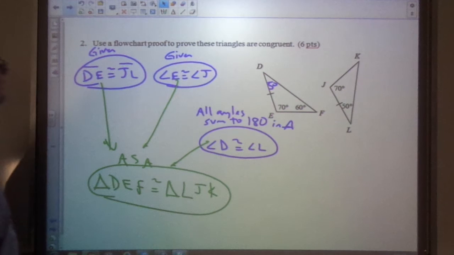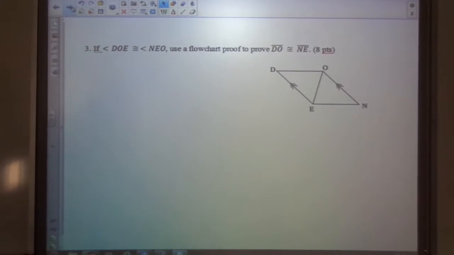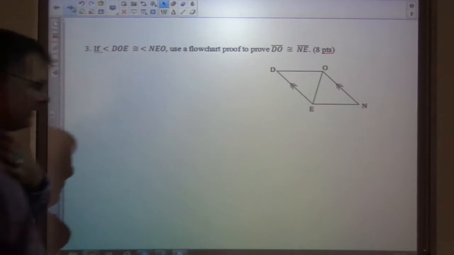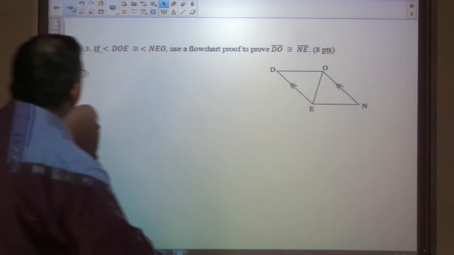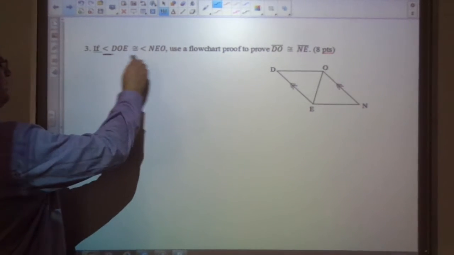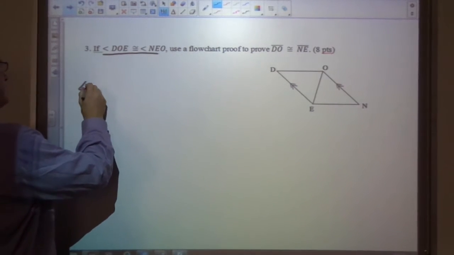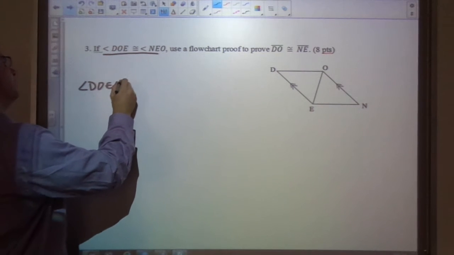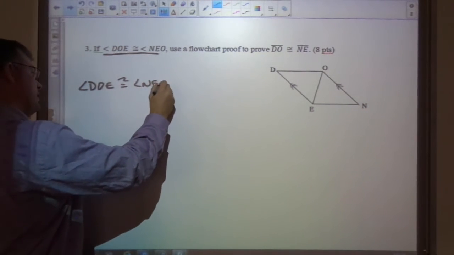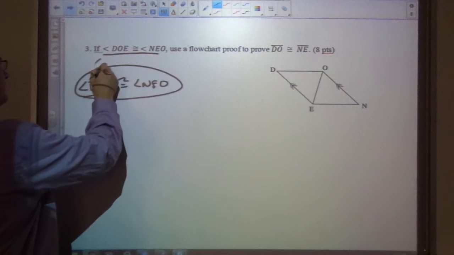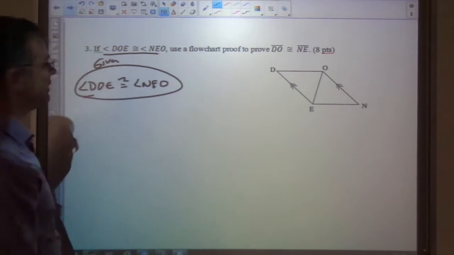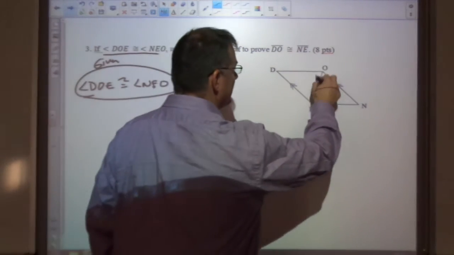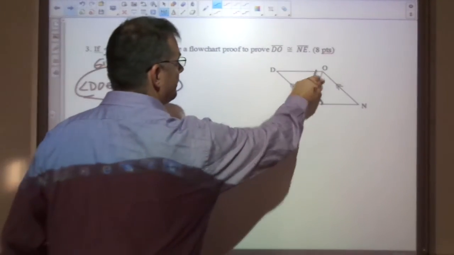All right. The next proof looks like this. Again, start with your given information. Here's something given: angle DOE is congruent to angle NEO, that's given. Let's mark that. DOE, that's here, is equal to NEO, that is here. So those are equal because it's given.